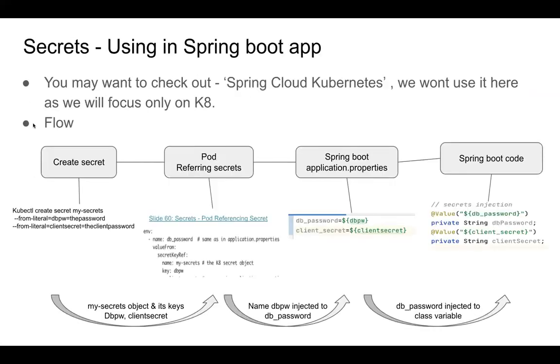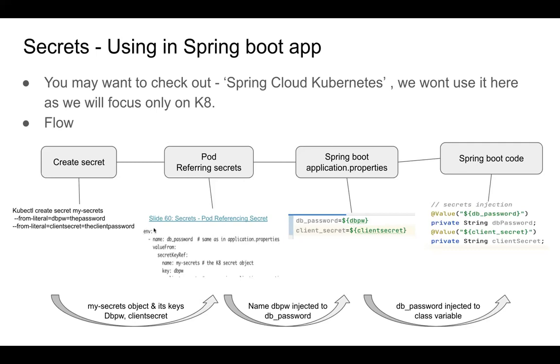So now what we'll do is how to use this secret in the Spring Boot app. This is the flow which I am using. I will give you one option. You can try it out yourself if this works or not. This we have already done. This is the create secret. We did using kubectl create secret. This is the command we just ran. Now we'll be creating a pod which will be referencing these secrets. This is slide 57 now.